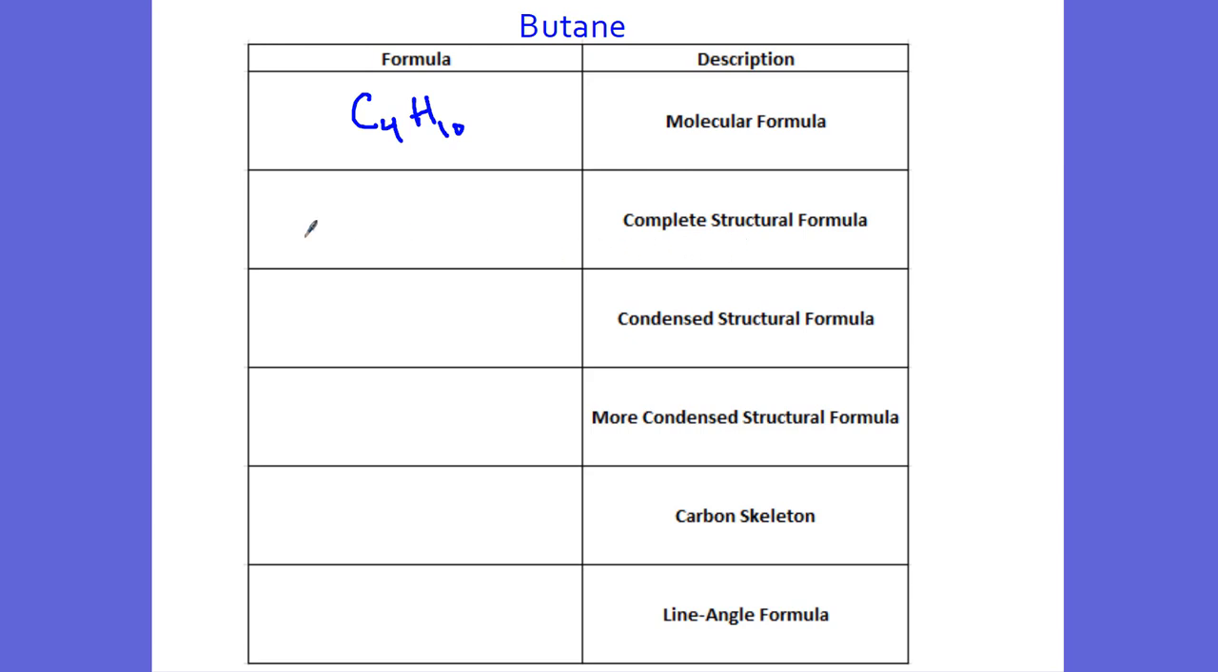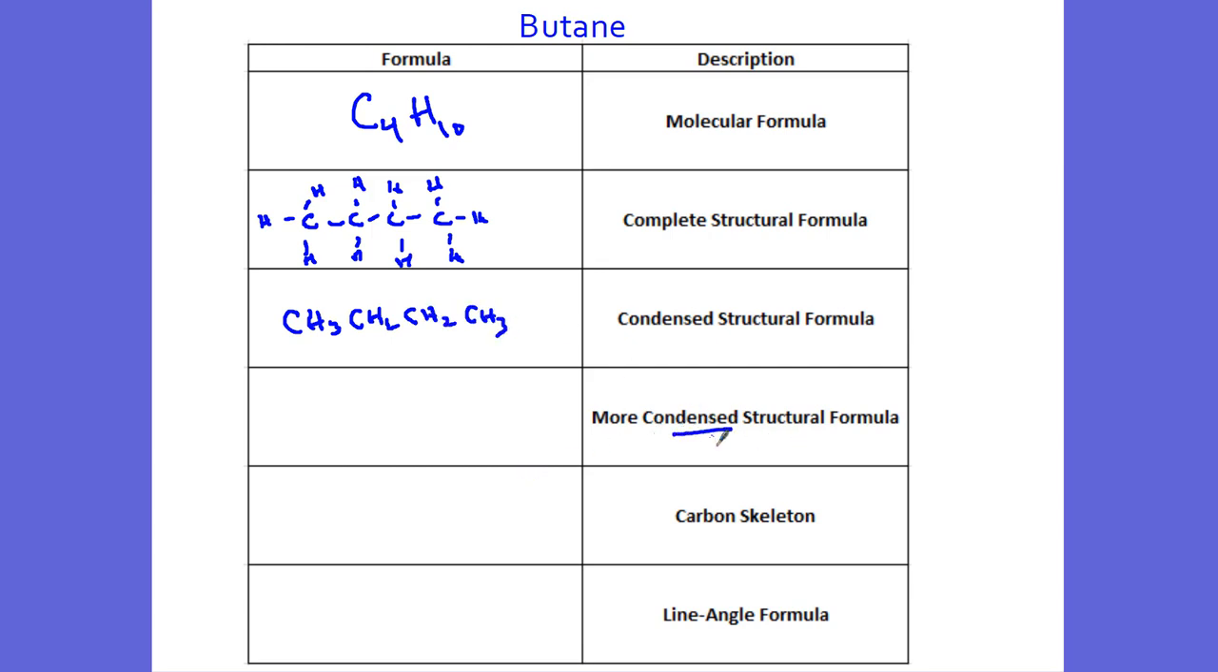So the complete structural formula would be, we have CH3 here. We have 4 carbons, right? We fill in with our hydrogens here. Each carbon needs 4 lines, don't we? What's the condensed structural formula? Would be we have CH3, we have CH2, we have another CH2, then we have a CH3 on the end.